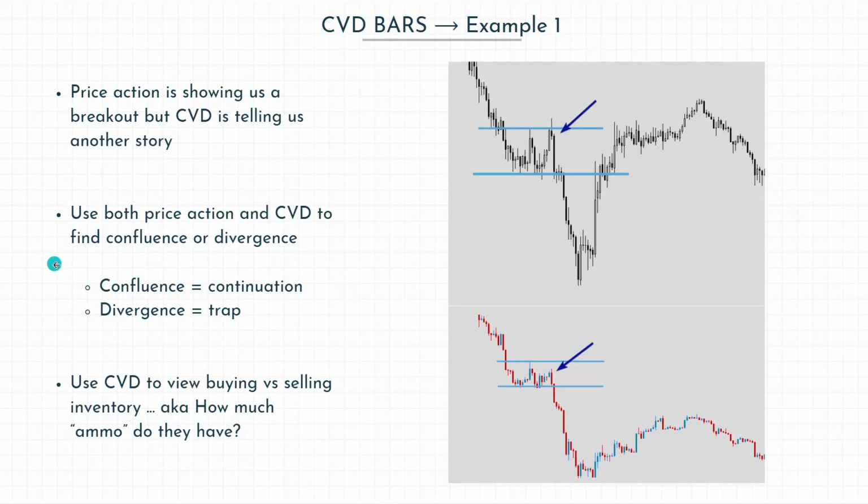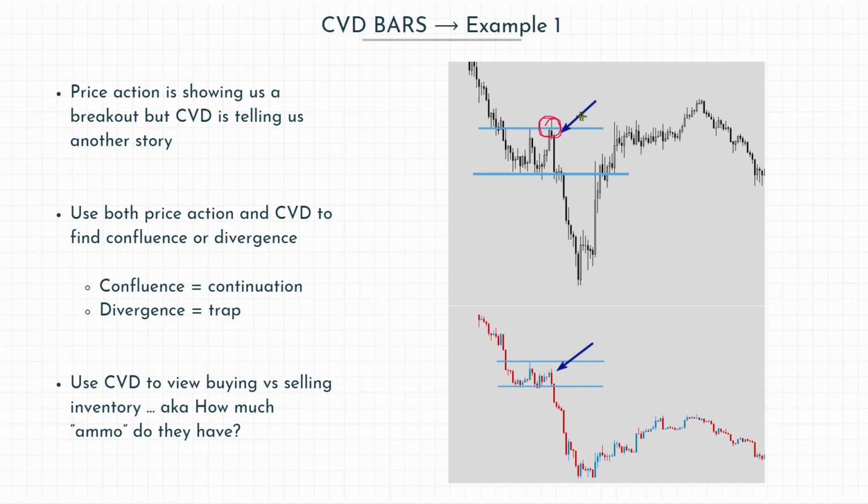Okay, so here's some examples of CVD. This is from today, I believe. So again, this is price, and this is CVD bars. Price action is showing us that there's a breakout, but CVD is telling us a different story. So right here, we have this little consolidation happen. Let me change the color on that. All right, right here we have a little consolidation happening, right? Just a little 1 minute consolidation, and then we get a breakout of that consolidation, right?